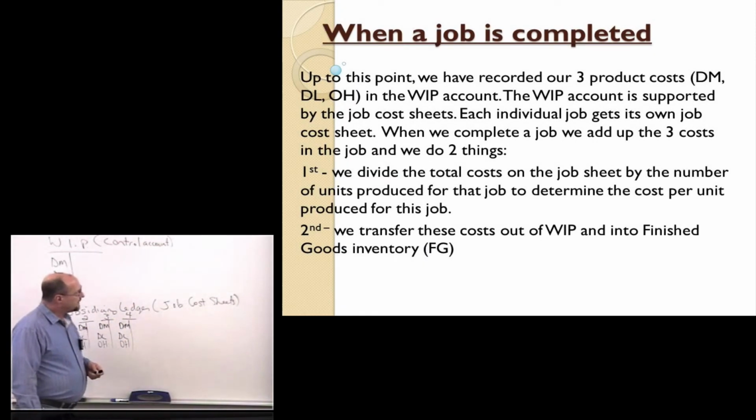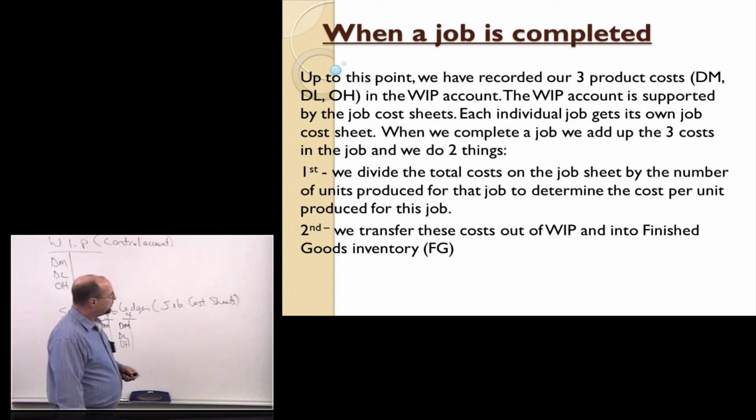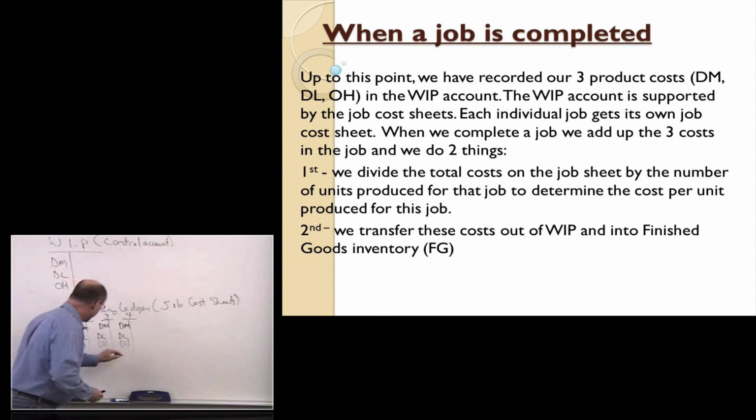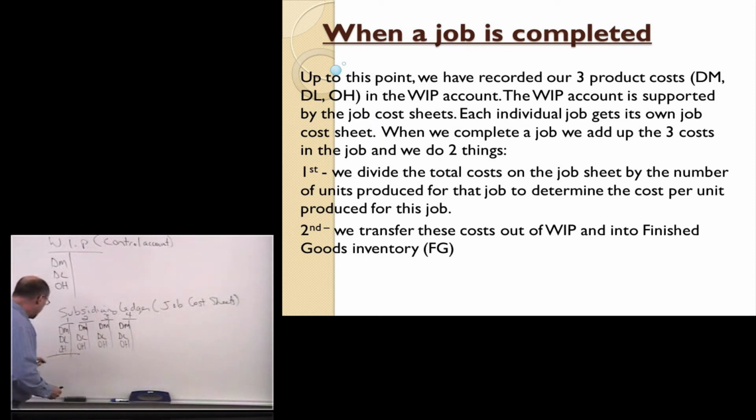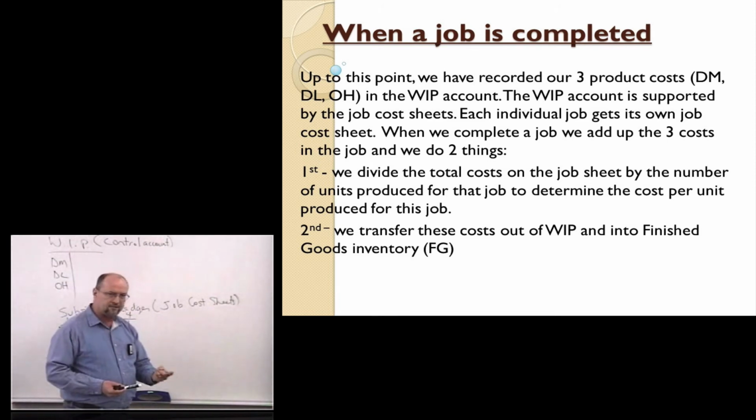When a job is complete, okay, we've captured our 3 product costs. Now, we have to do a couple of things when a job is finished. First, we divide the total costs right here. So let's say this job number 1 is finished. We add up direct materials, direct labor, and overhead, and we get the total cost. We divide this number by the number of units for this job. So if we had to make 100 units, then whatever this cost is, we divide it by 100 units, and we know what each individual unit cost us for this job.